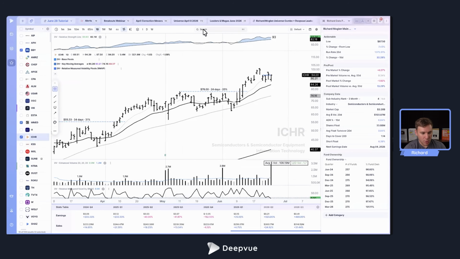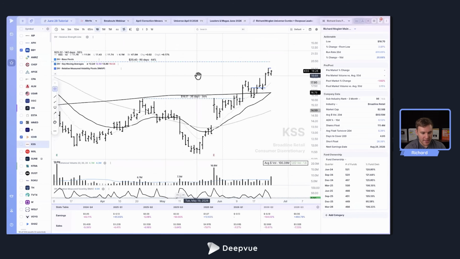Here's ICHR. So what I like is all the real estate I need to look at is right here. It's all in one place. So that just helps speed up the workflows. Again, with DeepView, we're always thinking about how can we save time and make things more efficient? Because if we need to look through 500 names, we need to do it pretty quickly. So that's ICHR. We'll add that for now.